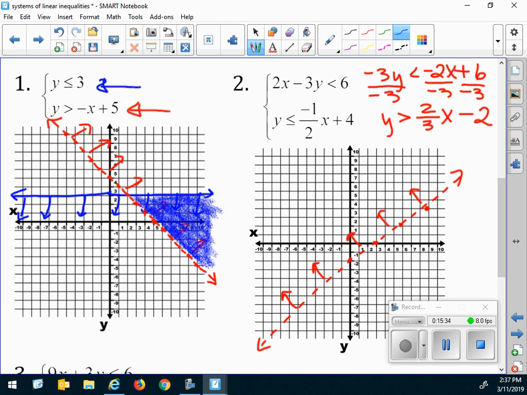Now let's look at the second one. Do we need to do anything to the second one? No, because it's already in what? What's that called? Good, slope-intercept form. Way to go. What do I need to do? I do have to graph it. There you go. Y-intercept, 4.